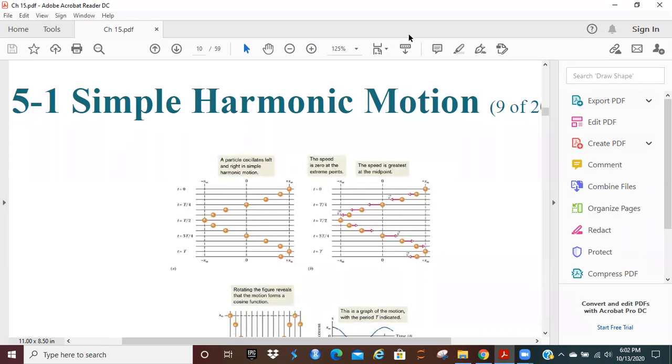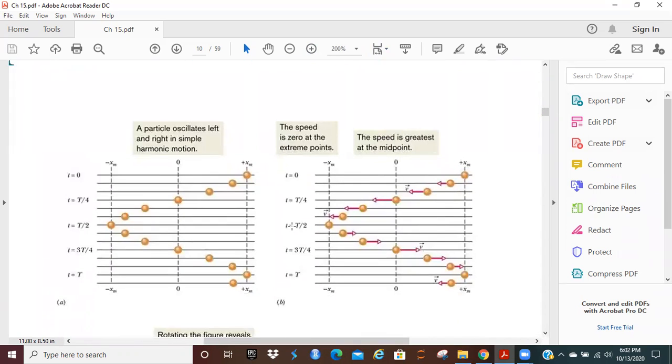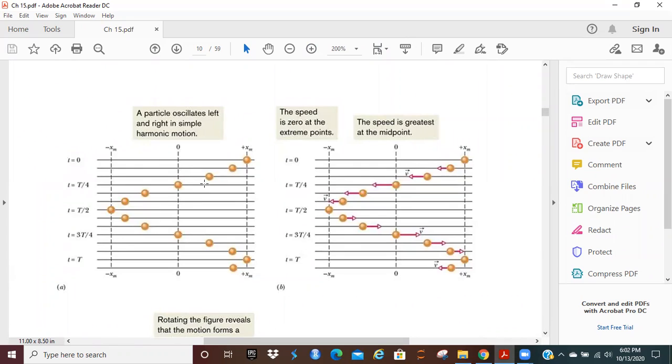So we've got a particle that is oscillating in this diagram left and right. So we start here, then it oscillates back this way, then it oscillates back this way. So as the time passes up to the full period here, we can see that it makes the motion out to minus the x maximum and then to plus the x maximum. We can see here at T divided by 4 and 3T divided by 4 that it ends up back at a position of 0, and that at half the period it ends up at the negative x maximum.